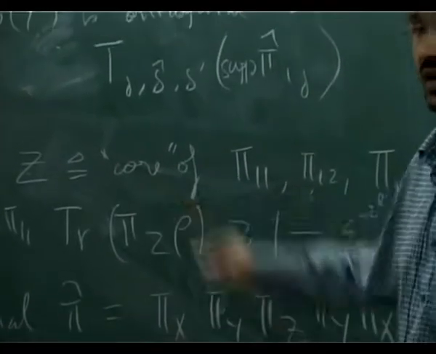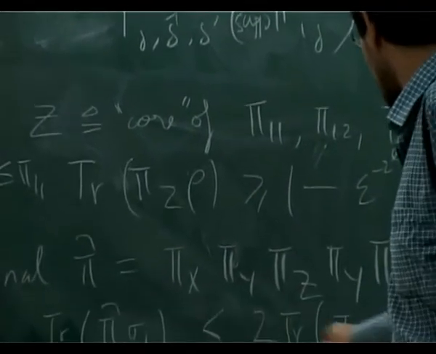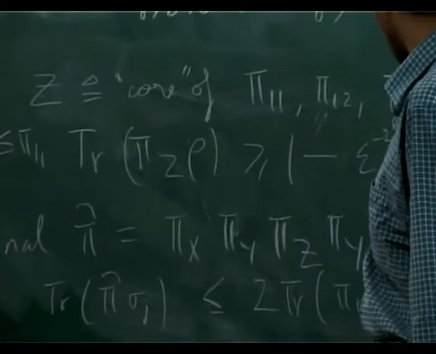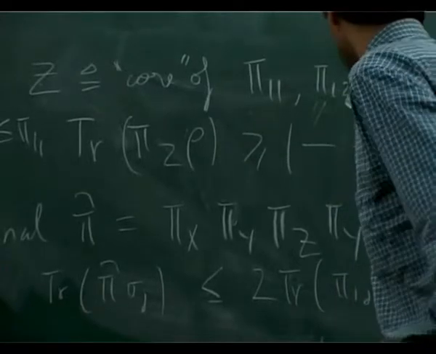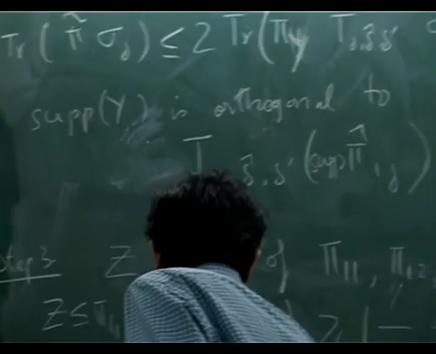Okay, you have to see how the vectors go through, but the point is that you take any vector in the core and project it all the way through, it will fall in pi 1 j. Okay, so finally this is what I get. This is what I want, and trace of pi tilde rho.